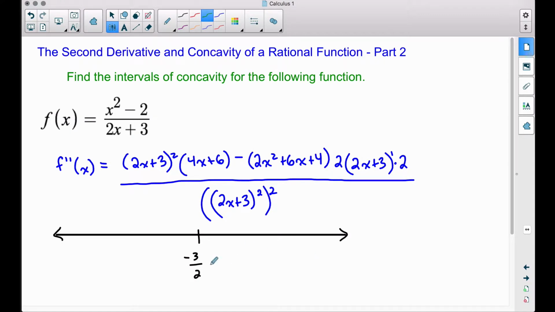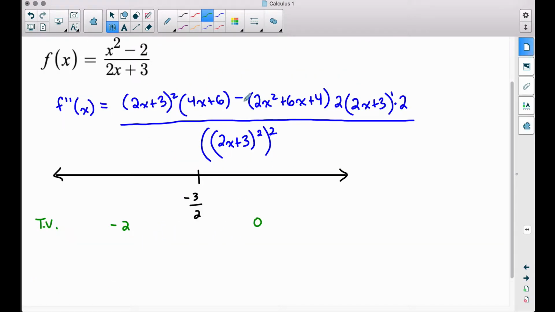And I've already created the number line here using that x value of -3/2, and let's go ahead and pick some test values just like we have done for intervals of increasing and decreasing, maximums, minimums, and we can also do the same thing for intervals of concavity. So a test value to the left of -3/2 would be -2, and a test value to the right of -3/2 will pick 0. Now this can get a little bit messy, especially with rational functions and second derivatives. You have to take -2 and plug it into this thing, and what we are concerned with is the sign of the second derivative. If it's positive, we have concave up. If it's negative, we have concave down.